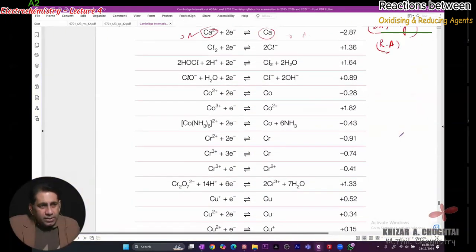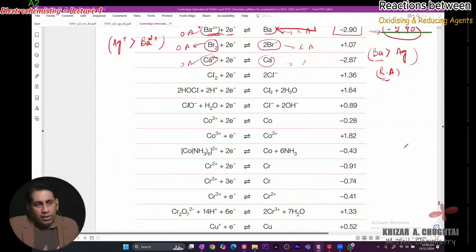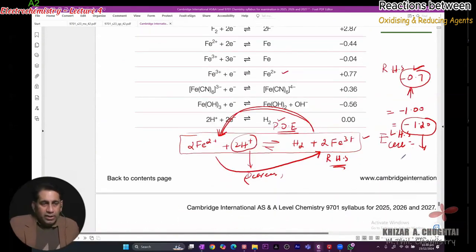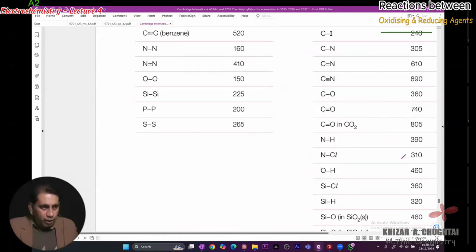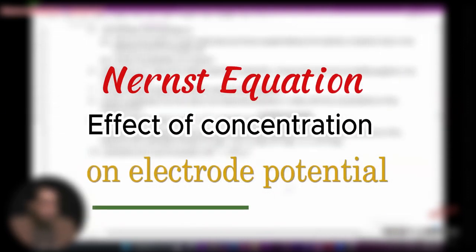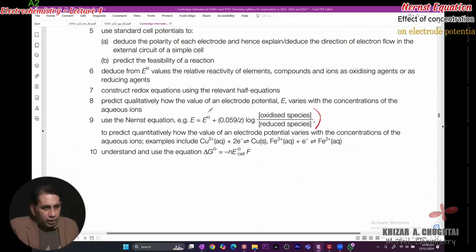Now, the next thing is, if they are asking to find the new E cell or E naught of the cell, then how will you find it? Definitely, as I told you, we will have to use the Nernst equation, and I'm going to explain this phenomenon over here. This is the simplified form of the Nernst equation. This Nernst equation is used at 298 Kelvin, that is basically room temperature. If the temperature is changed, then this equation is no longer valid.